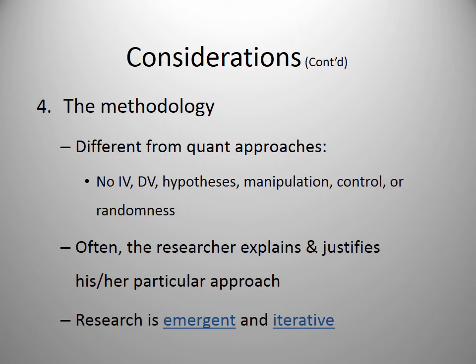This is very different from the methods that we talked about last week with quantitative, because there's no independent variable or dependent variable that we have to identify. There is no hypothesis. There's no manipulation. There's no control and experimental group. They don't randomize. They are just trying to explain and justify their particular approach to the study.